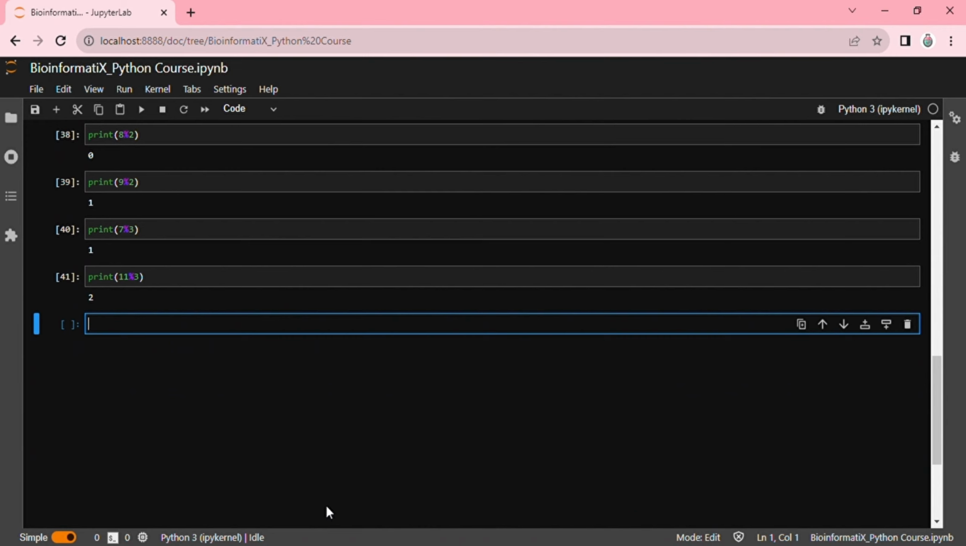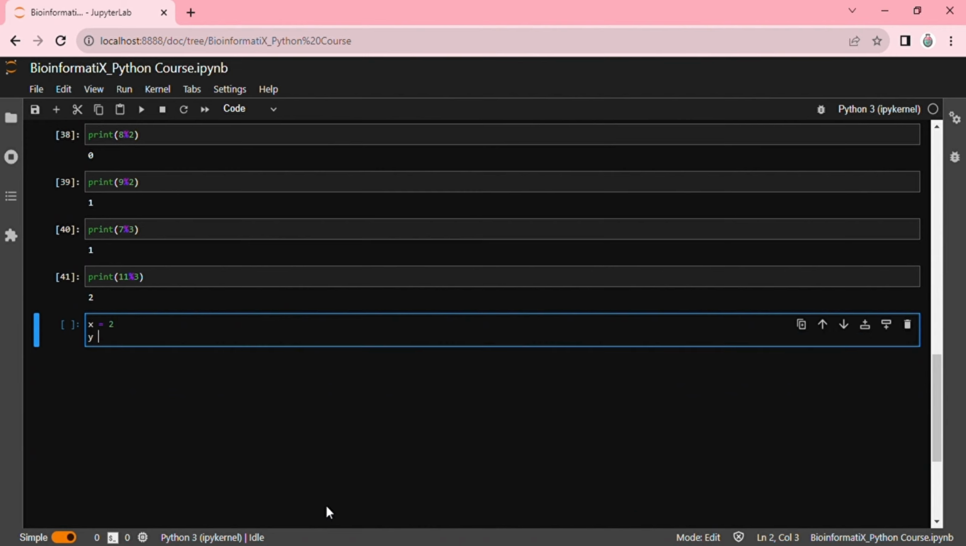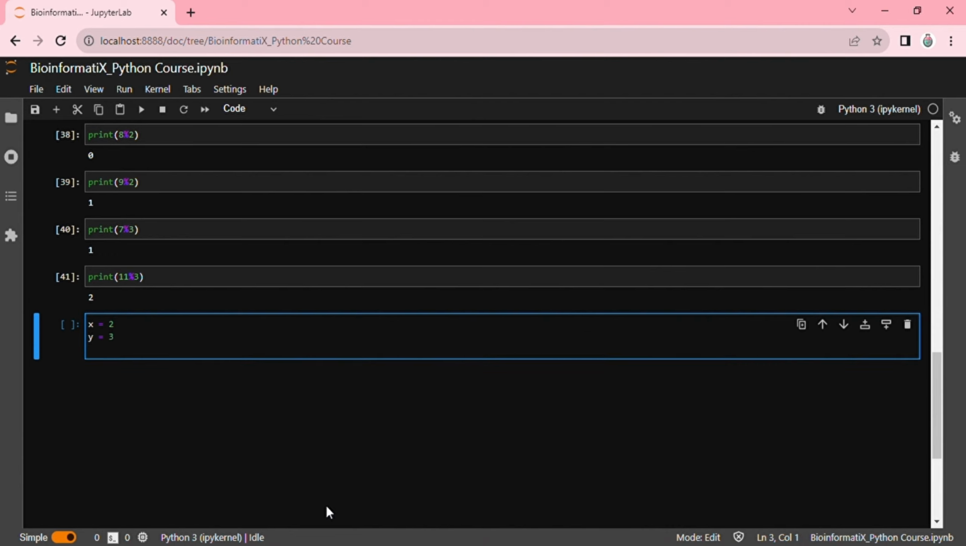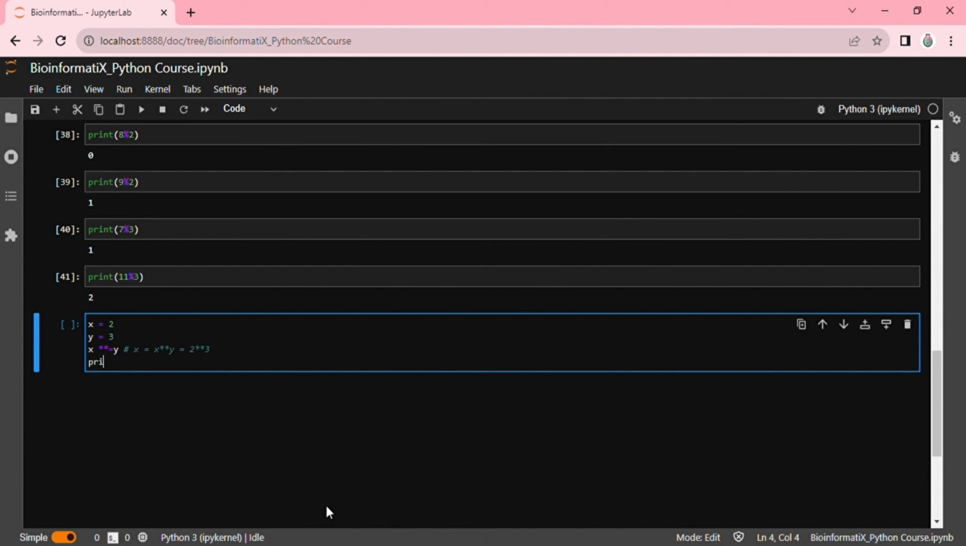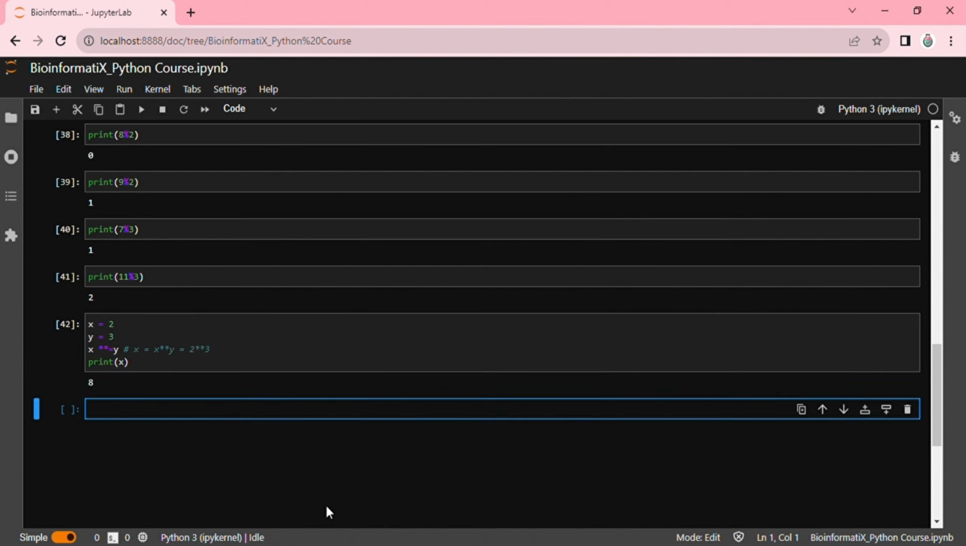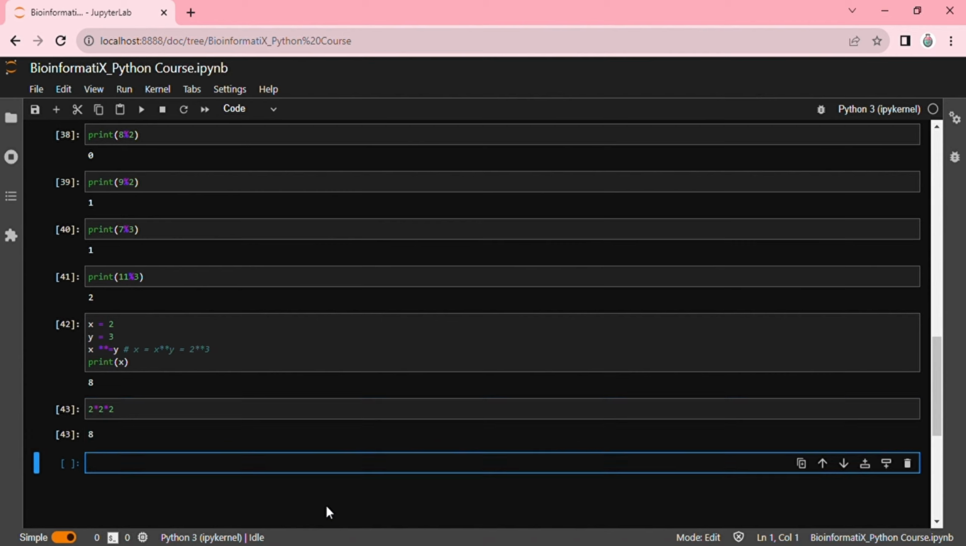And now let's talk about exponentiation. For example, x equals 2 and y equals 3. In order to do exponentiation, we have to put double star. So x double star equal y. This means x equal x to the power of y, which means 2 to the power of 3. So when we print x, we get 8, because as we know, 2 times 2 times 2 is 8.